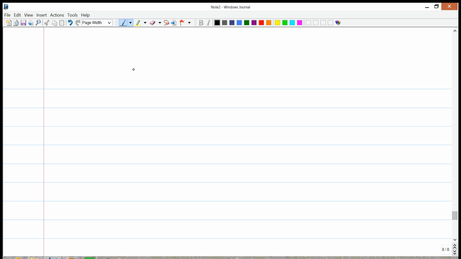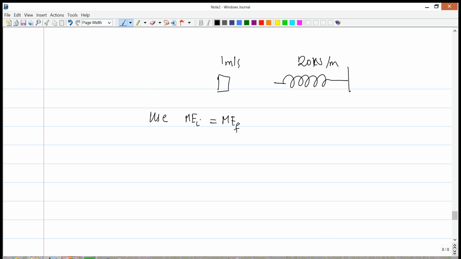Now that we know the speed, we can go to the last part, which is a block with a speed of 1 meter per second compressing this spring, with spring constant 20 newtons per meter. And here we're going to use MEi equals MEf and figure all this out. In the beginning, the only thing is the kinetic energy of the mass, which is equal to 1/2 times 0.1 times 1 square, and in the end we have nothing but the potential energy of the spring. The mass has stopped moving, and all the energy that we have is the potential energy of the spring, which is equal to 1/2 times 20 times x square, and the halves cancel out.